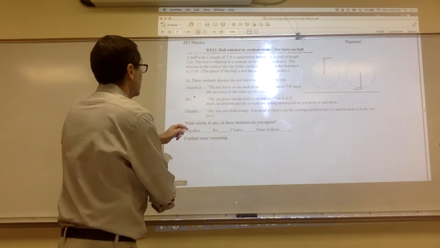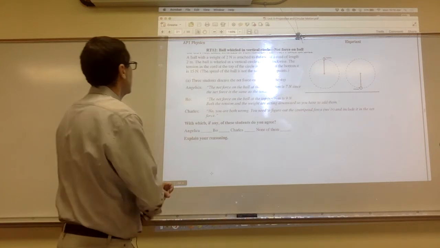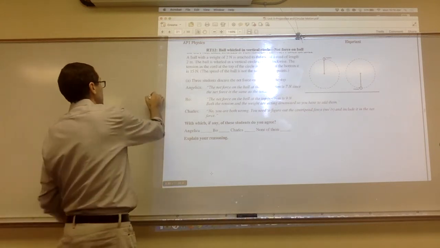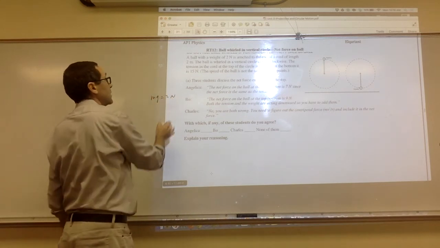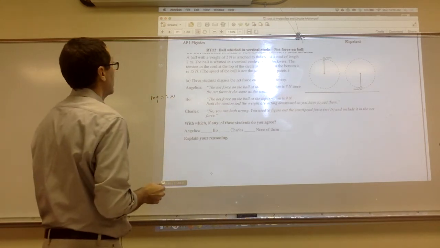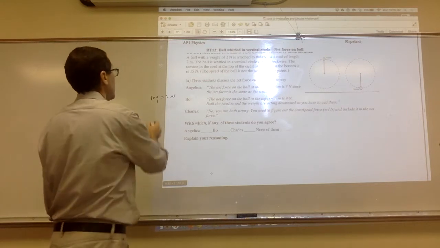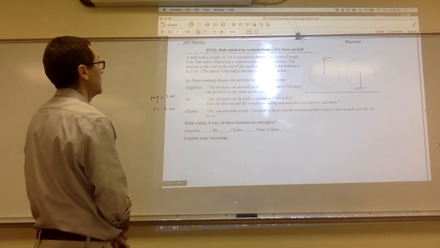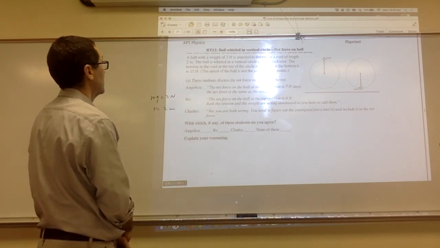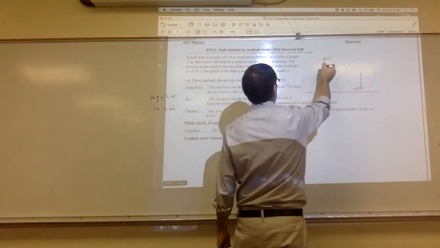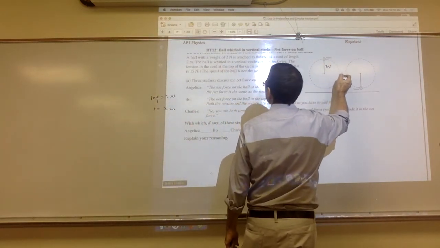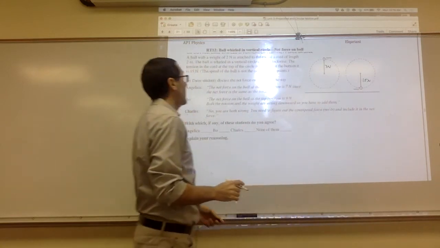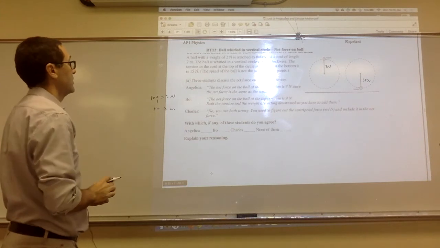Now let's look at this ranking, or these problems where we have to explain. A ball with a weight of 2 newtons, so the Fg or the mg is 2 newtons, is attached to the end of a cord of length 2 meters. So the radius is 2 meters. The ball is whirled in a vertical circle counterclockwise. The tension in the cord at the top is 7 newtons, and at the bottom you're going to have 15 newtons. And the tension at the bottom is always going to be higher than at the top, and we talked about that previously.